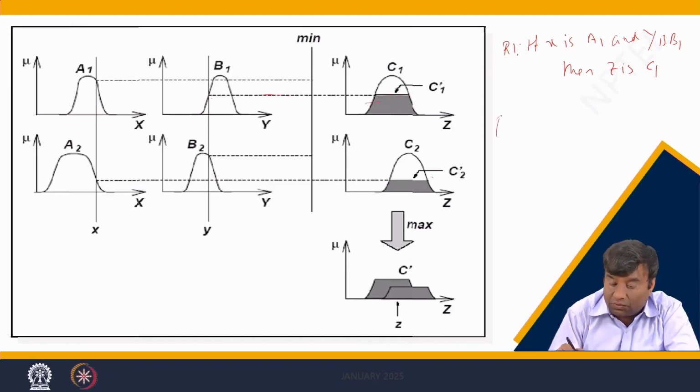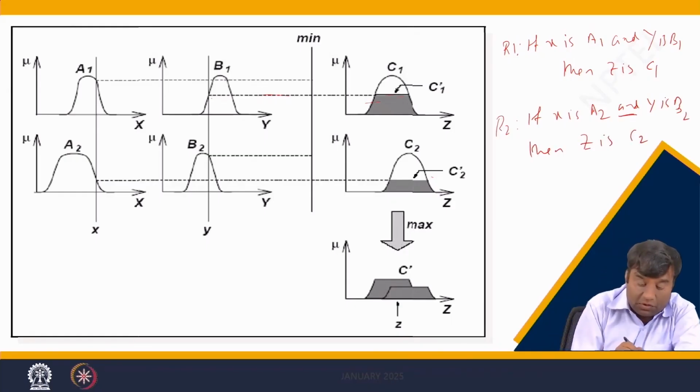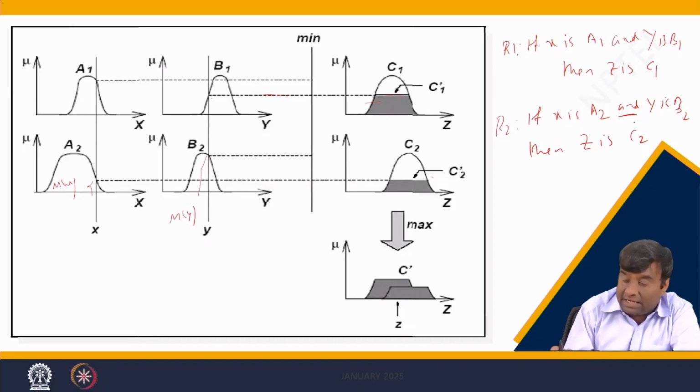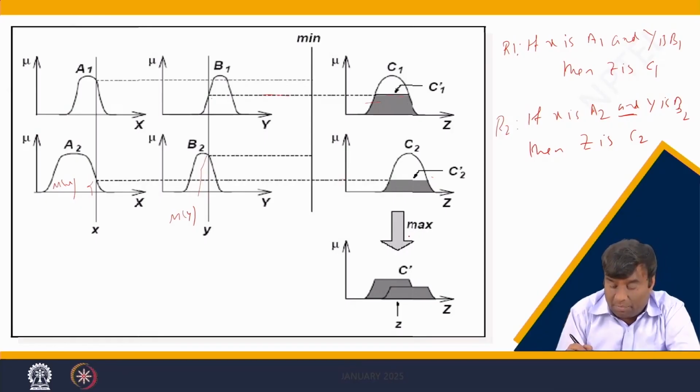Similarly for R2: if x is A2 and y is B2, then z is C2. Here it is and, so we take the minimum value of mu x and mu y, because the connection is and, and that gives C2. Next, you need to combine C1 and C2. After that, we use defuzzification and then draw the conclusion.